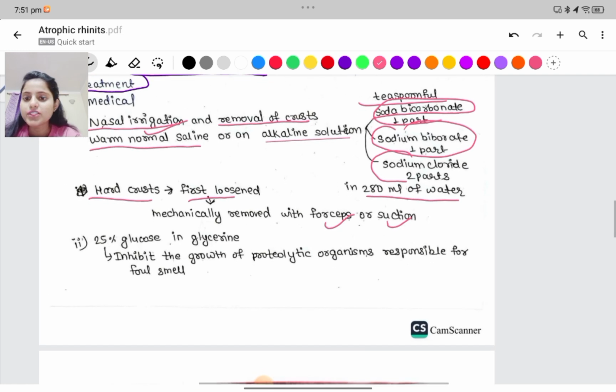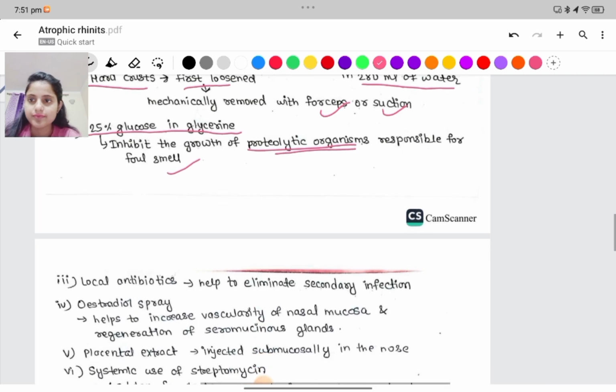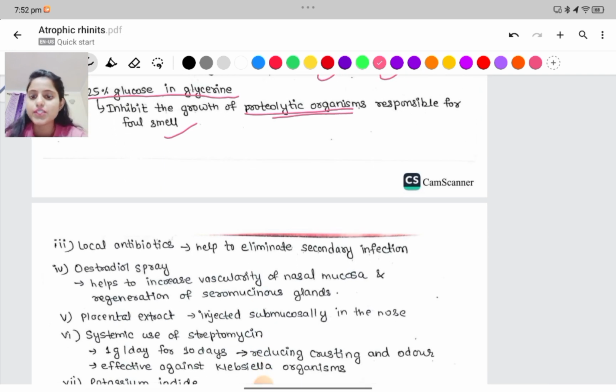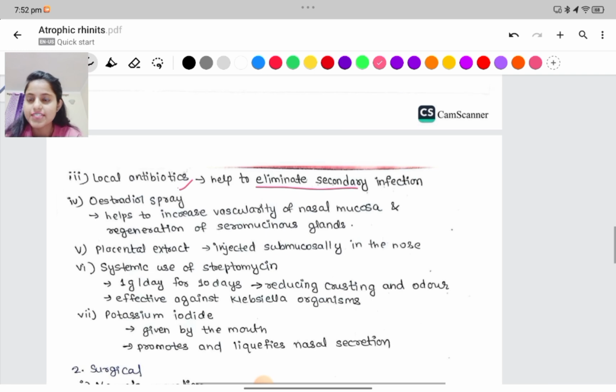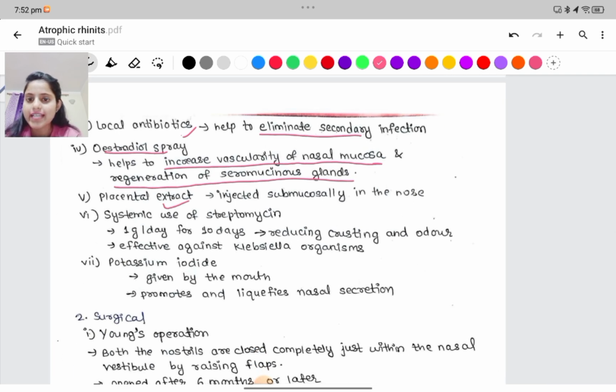Then 25% glucose in glycerin is used, which inhibits the growth of proteolytic organisms responsible for the foul smelling. Local antibiotics are also used, which help to eliminate secondary infection. Estradiol spray is used. It helps to increase vascularity of the nasal mucosa and regeneration of the seromucinous glands. Placental extract can be injected submucosally in the nose.